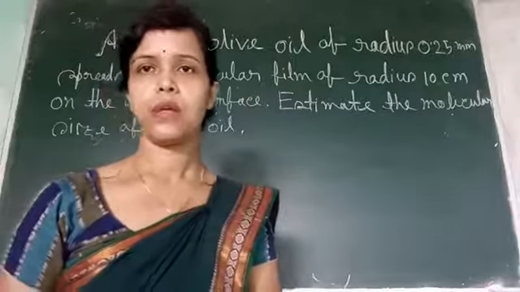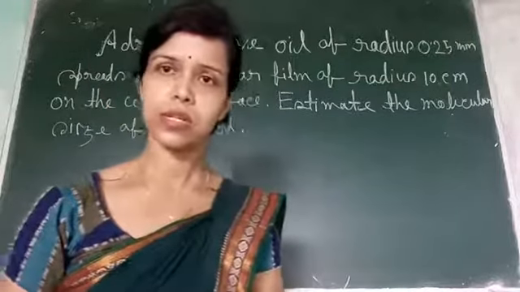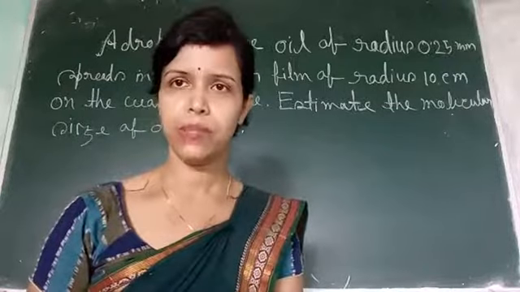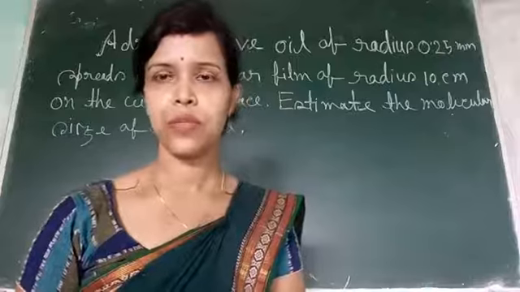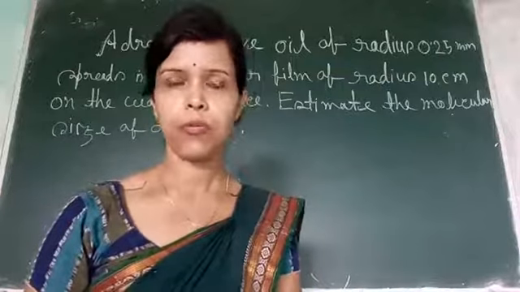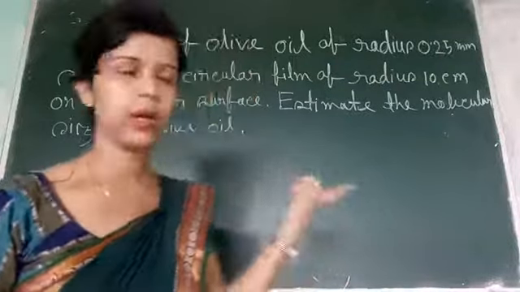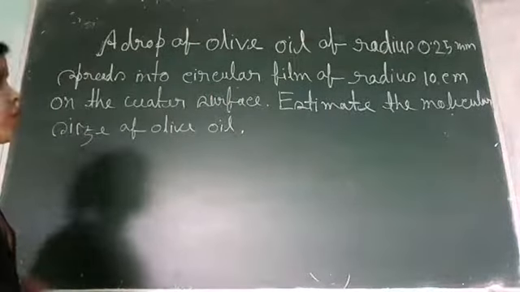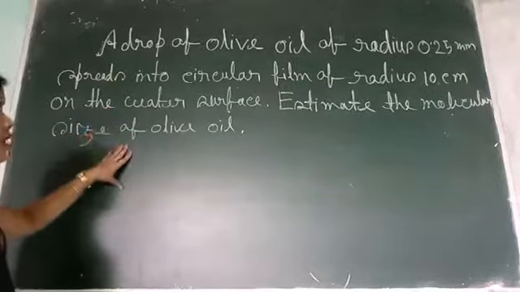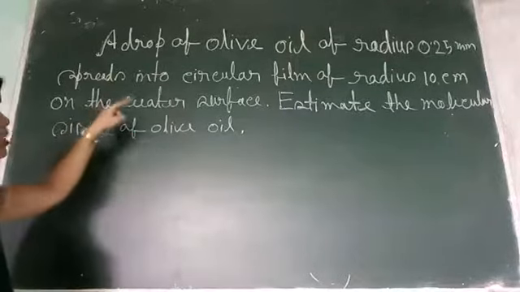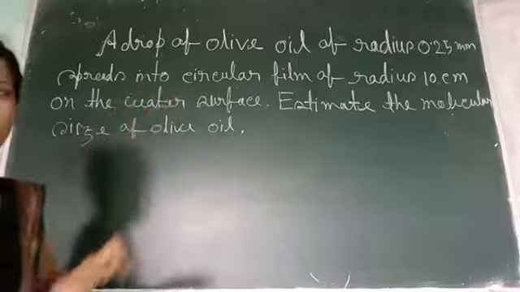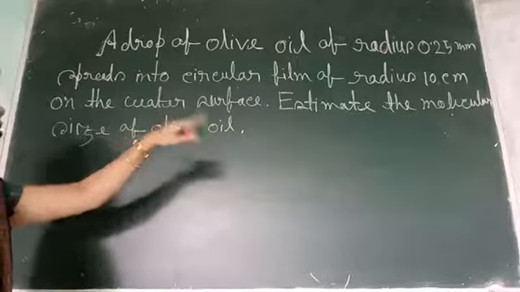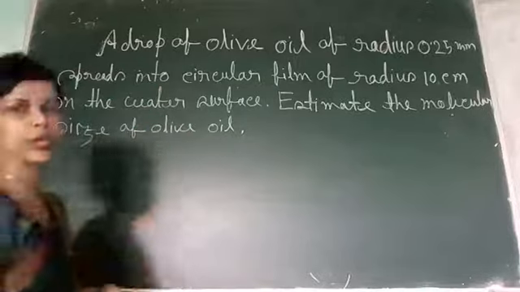Today, in this class, at first I will discuss one numerical problem related to this olive oil theory. The numerical problem is already written on the board. Let's see what is given. A drop of olive oil of radius 0.25 millimeter spreads into a circular film of radius 10 centimeter on the water surface. Estimate the molecular size of olive oil.